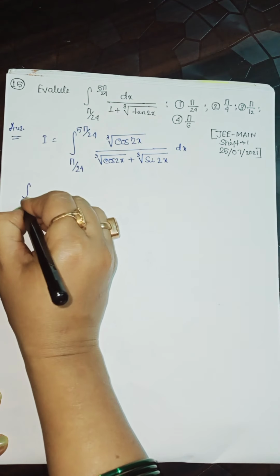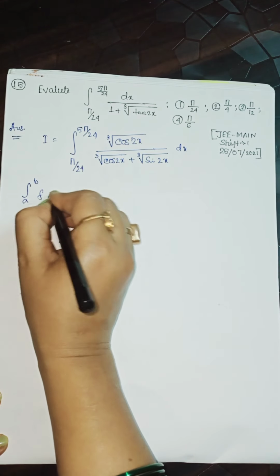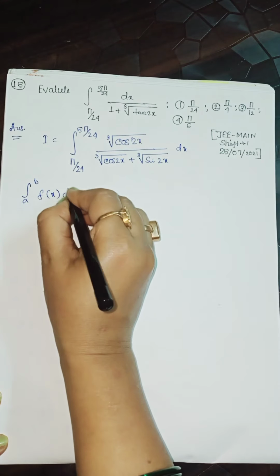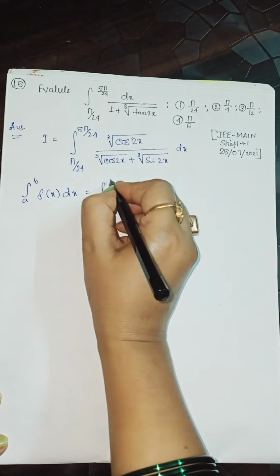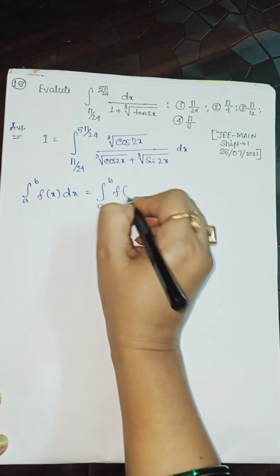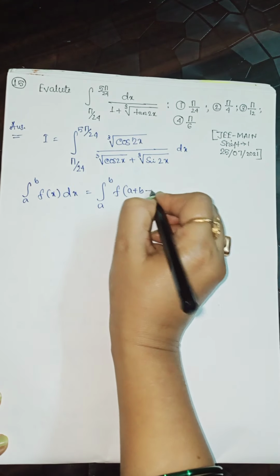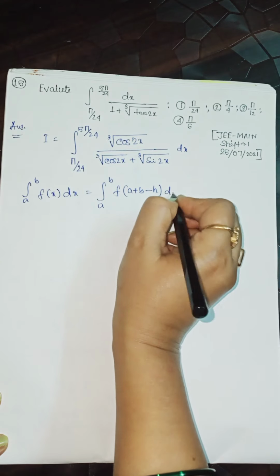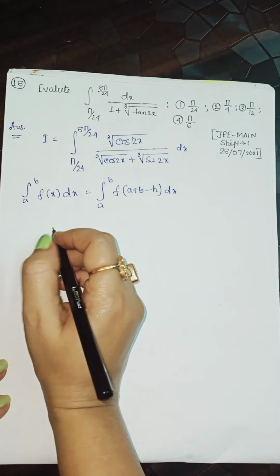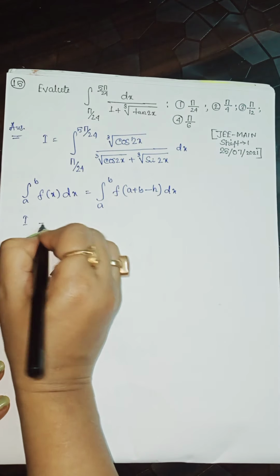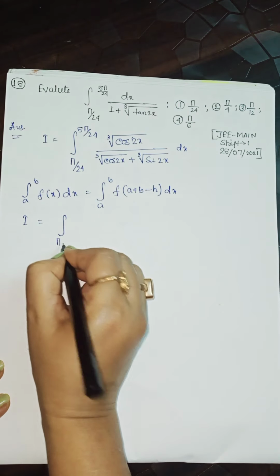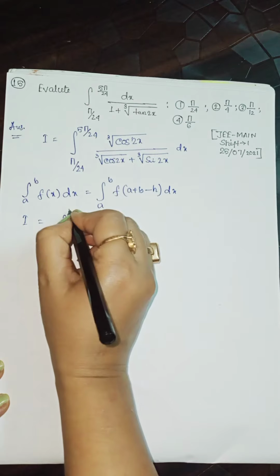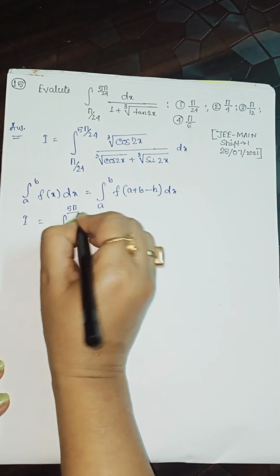So now we know the integral from a to b of f(x) dx is equal to the integral from a to b of f(a plus b minus x) dx, according to the property. So now I is equal to, once again, the integral from pi by 24 to 5 pi by 24.